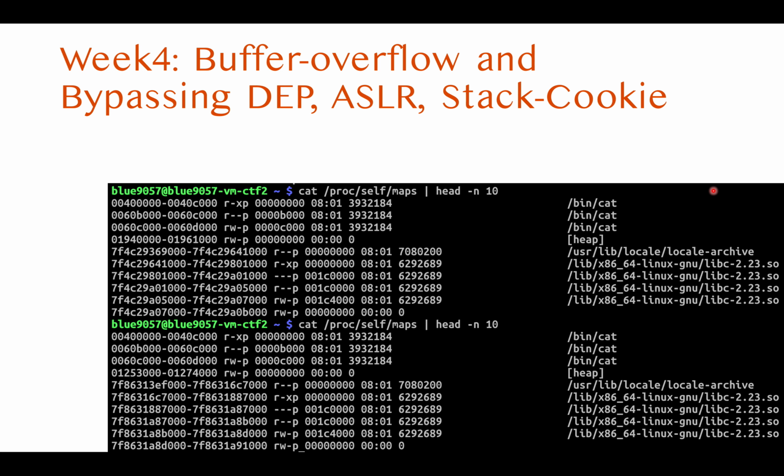And then starting from week 4, we were introduced to some other defenses. We learned about DEP, data execution prevention, which prevents shellcode injection and running; ASLR, address space layout randomization, which randomizes the address layout per each execution, like the example on the screen; and the stack cookie, which acts as a canary for detecting the smashing of the stack for the control data. And we also learned how we can avoid such defenses.